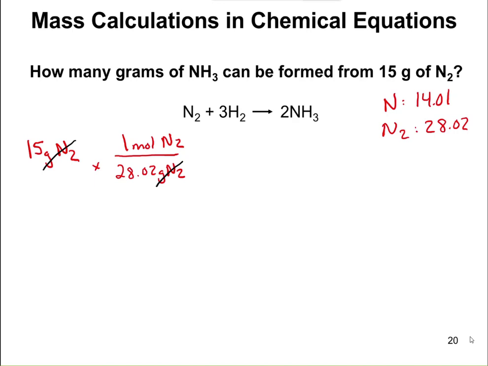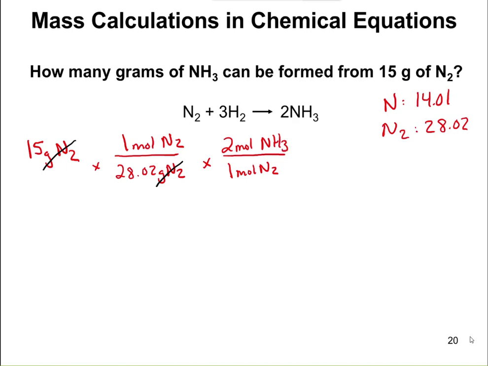I like to just continue doing my problems one step at a time. You could put an equals sign here and do the math if you want, I just like to continue my conversions. So now I know how many moles of N2 I have, but I want to convert N2 over to NH3. Based on the balanced chemical equation, for every 1 mole of N2 I have, I'm going to have 2 moles of NH3. So I can use that: for every 1 mole of N2, 2 moles of NH3.